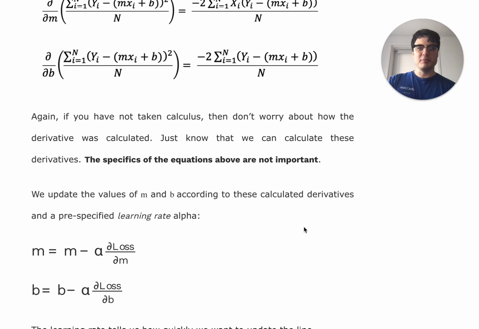We then apply the update rule to our parameters. So the new value of m is equal to the previous value of m minus some learning rate times that derivative of the loss function with respect to m, and same thing for b. Intuitively, this alpha learning rate tells you how quickly you want to update your parameters. If alpha is large, then you'll always make very large updates to your parameters. If it's small, you'll make smaller updates.